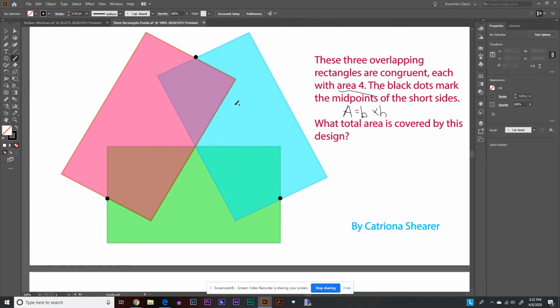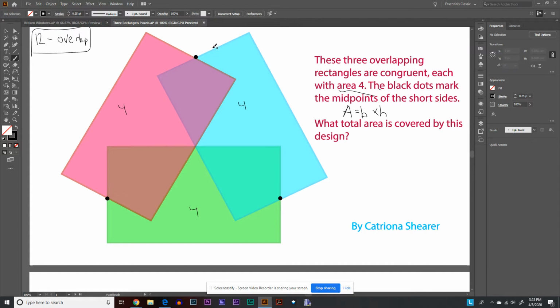And we also know that the area of this rectangle is 4, the area of this rectangle is 4, the area of this rectangle is 4. So if there was none of this overlap, then the total area of all 3 rectangles would have been 12. And then to get the area shown by this shape, all we would have to do is subtract the amount of overlap that we get. So 12 minus the overlap. This is ultimately what we're looking for right off the bat.